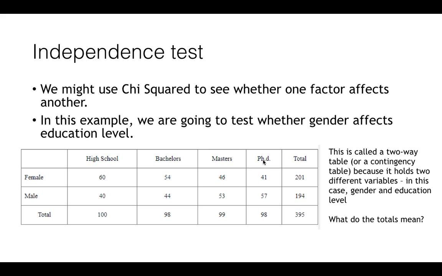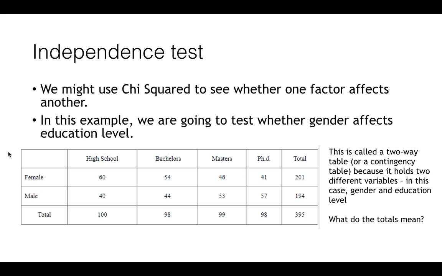If it is independent, we would expect to see the same number of females and males, or similar numbers of females and males, in all of these columns. If it's not independent, we'd expect to see more females in some of the columns and more males in others, showing that gender does affect the level of education, or that gender is dependent on the level of education, or the other way around. Education is dependent on gender.